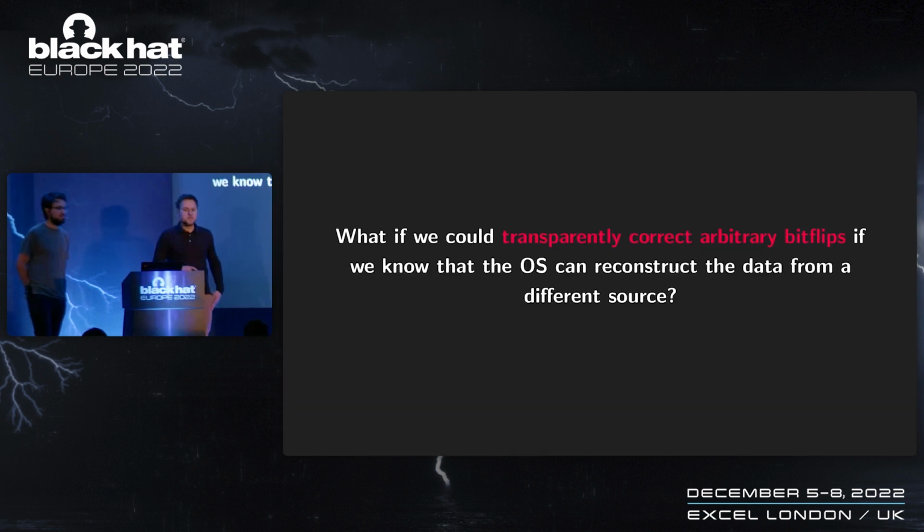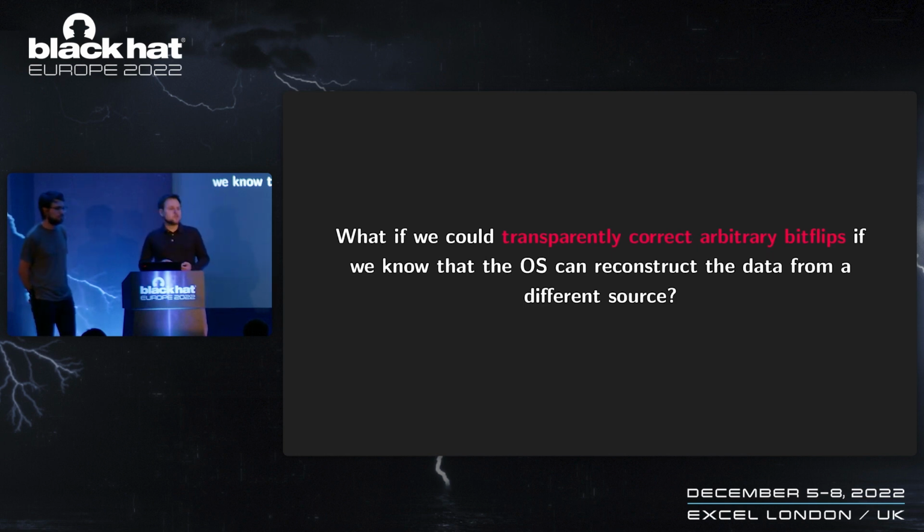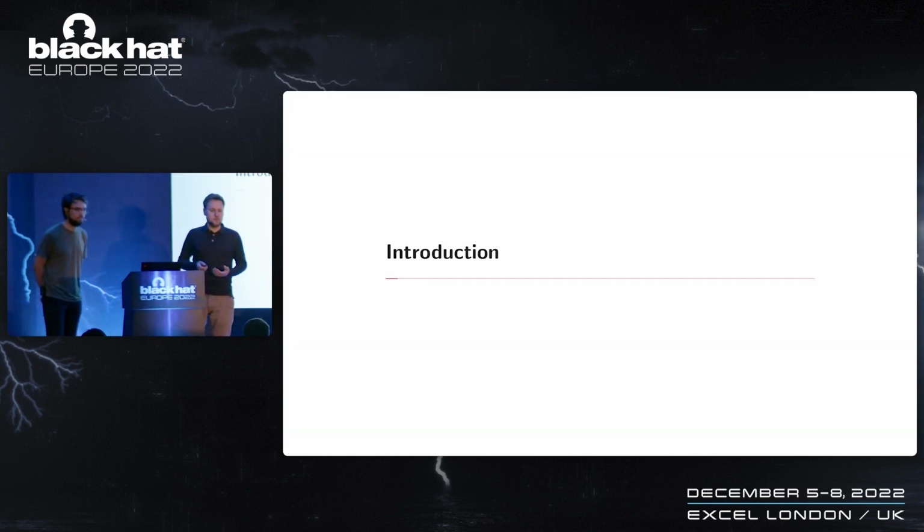So we brought a research question with us, and we think that it would be amazing if we could transparently correct arbitrary data flips from Rowhammer attacks or general data integrity in memory if the operating system is in use. And to start off, we first will introduce the problem a bit more. So the problem we have is Rowhammer.